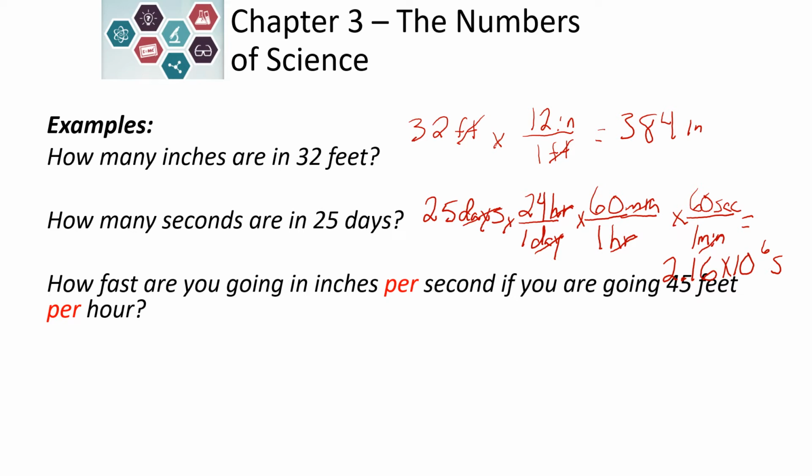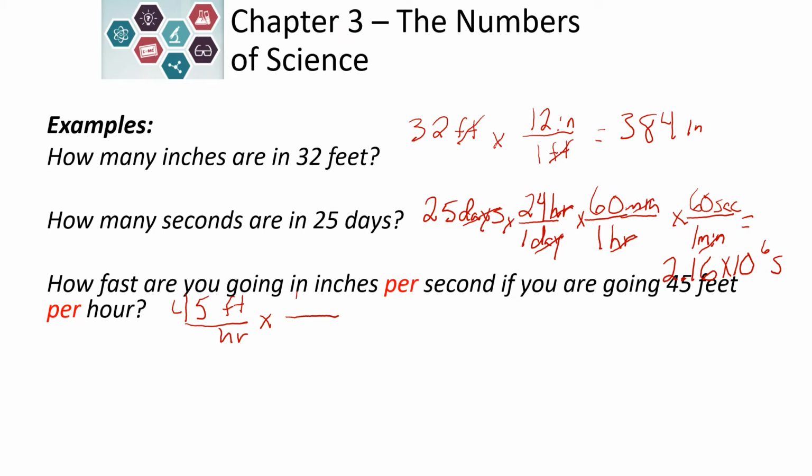How fast are you going in inches per second if you're going 45 feet per hour? Well, now we have 2 units, but the same rules apply. So we're going to start with what we're given, which is 45 feet per hour. And now we have 2 units to convert, but we're just going to pick one at a time. So let's start with the hours.